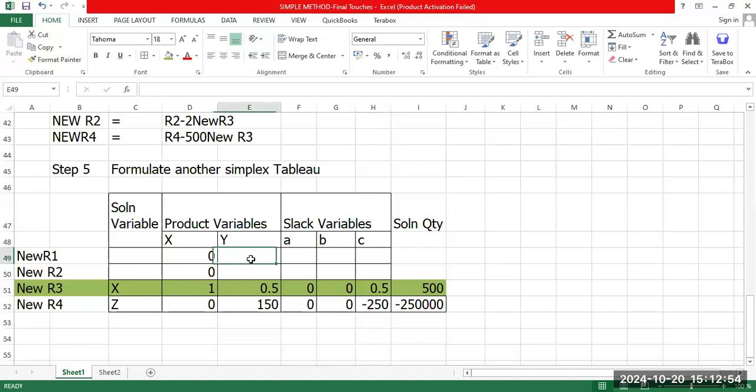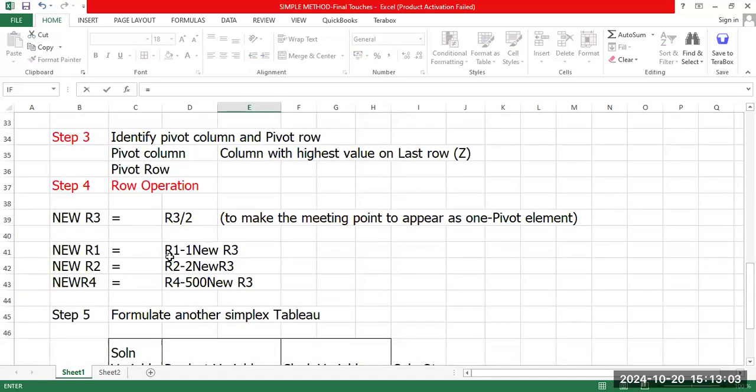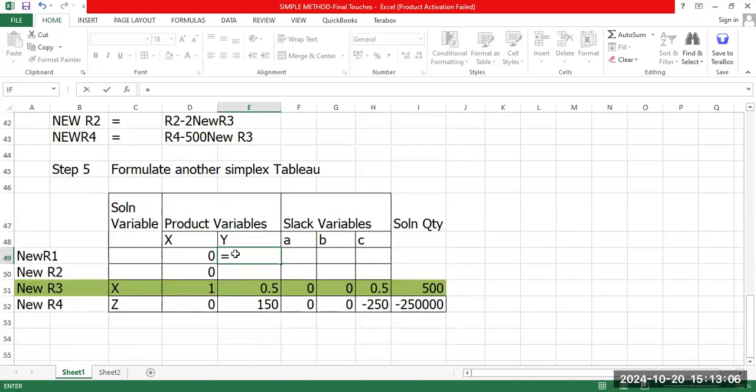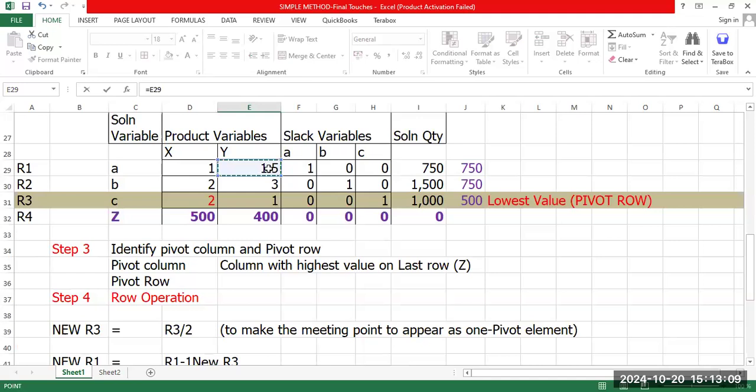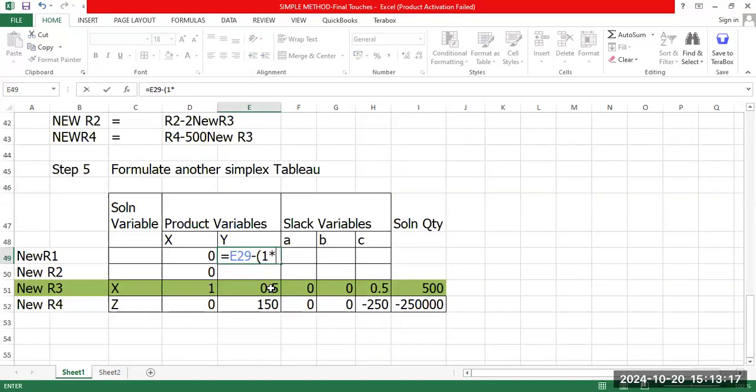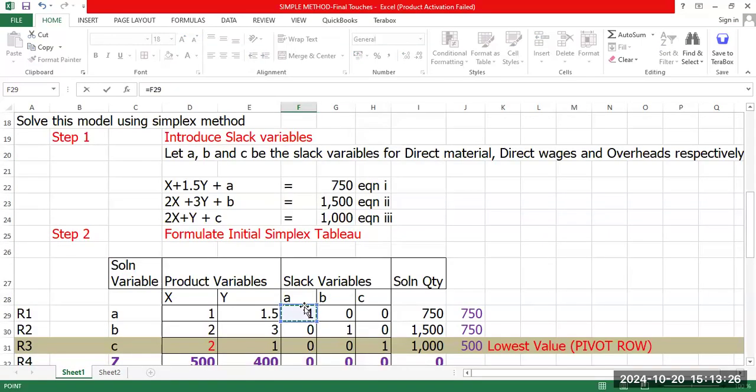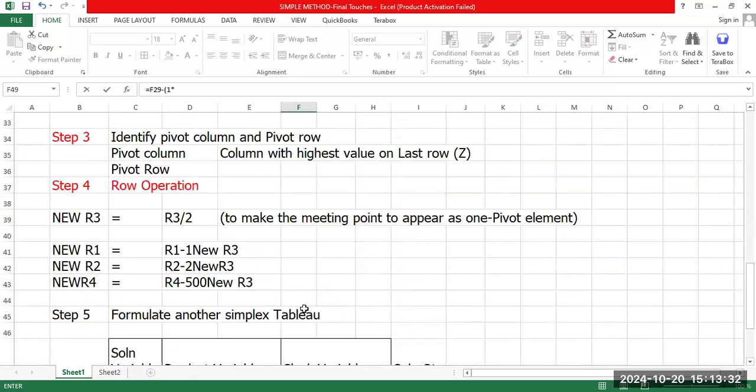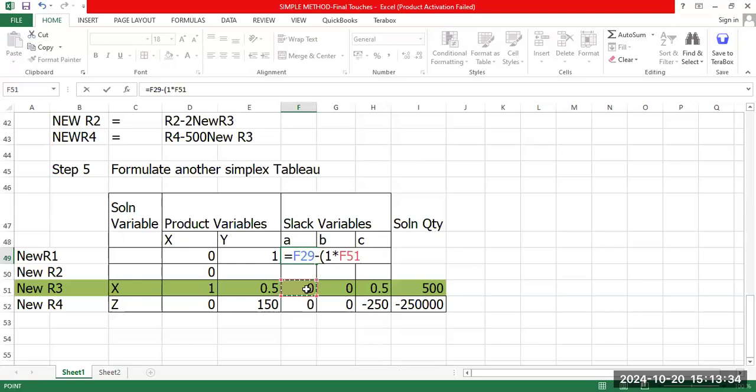And as you fill, of course, we are following the procedure, rather the formulas. New row 1, what is the formula? We get row 1 minus this. So I just get what is y here, 1.5 minus here it is 1 times what is your new row 3, 0.5. Do the same here, equal sign, 1 minus, open bracket, 1 times, what is the value here for new row 3, 0.